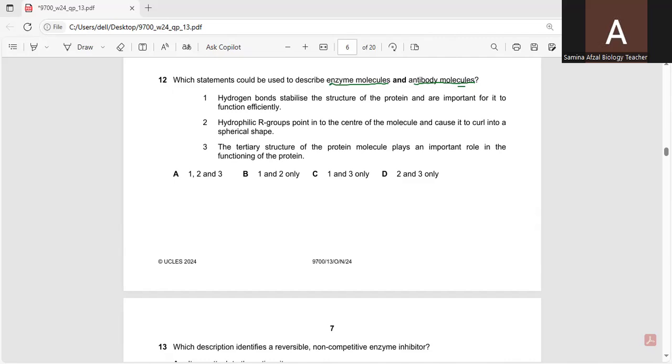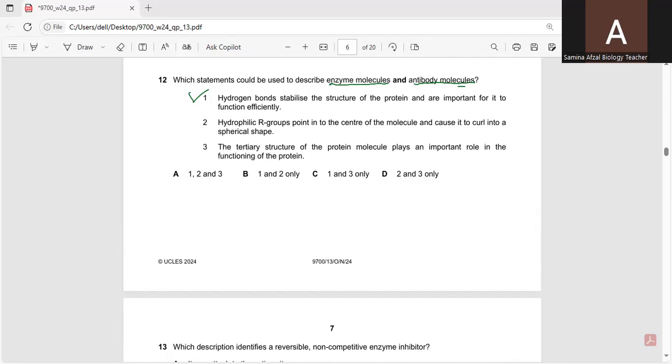On the other hand, when we talk about antibodies, antibodies are also proteins, immunoglobulins. They have a specific 3D structure that allows them to bind to antigens. So hydrogen bonds in both cases are vital for maintaining their structural integrity and the ability to recognize and bind to specific targets. So I would like to say this is the correct option. Statement number 1 is the correct statement.